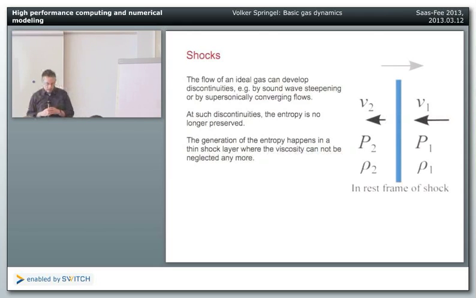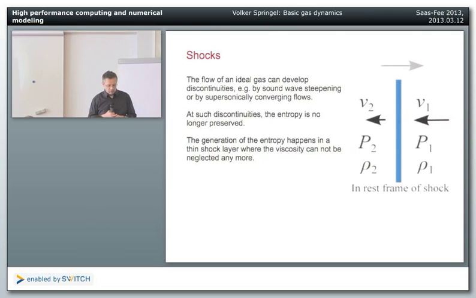So this is something that appears due to wave steepening already, but it also will appear if you run two fluids into each other at supersonic speeds, as we'll see. In both cases, a flow must develop discontinuities, an ideal gas flow.